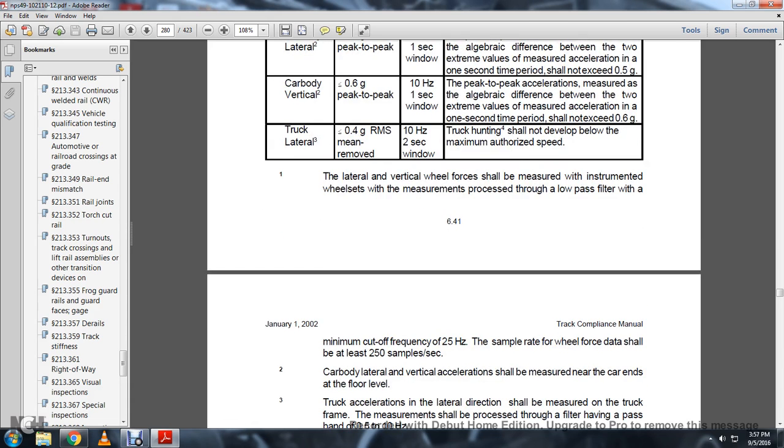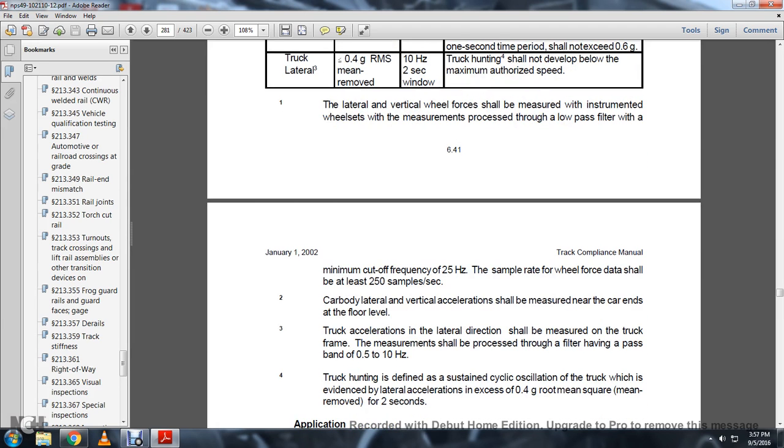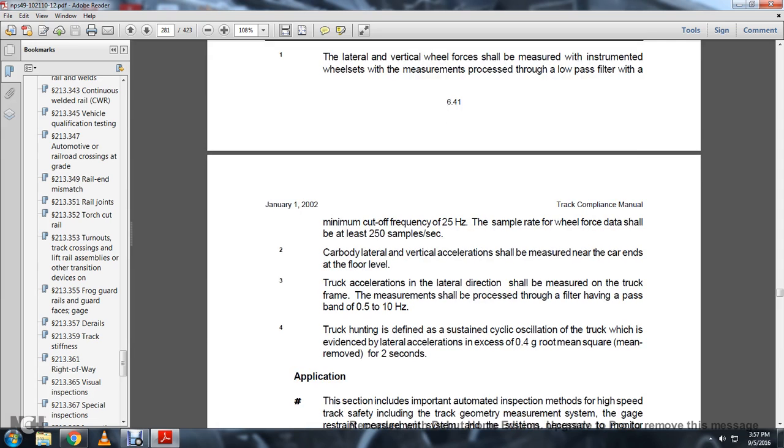All right, your footnotes. Lateral and vertical forces shall be measured and instrumented with the wheel set, with measurements processed through a low pass filter with a minimum cutoff frequency of 24 hertz. The sample rate of the wheel force data shall not exceed 250 samples a second. Car body lateral and vertical acceleration shall be measured near the car end at floor level. Truck lateral acceleration shall be measured on the truck frame. The measurement shall be processed with a filter having a pass band from 1/2 to 10 hertz.